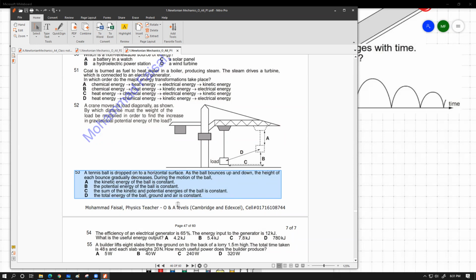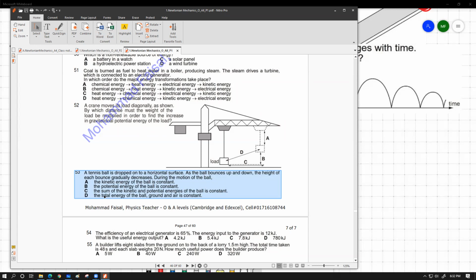The total energy of the ball, ground, and air is constant. Now, this one might seem a bit complicated, but let me explain this. When the ball is going to bounce, you have to consider that there is a system. System means consider a part of the world that we want to observe minutely. Within the system, we have the ball, we have the ground, and we also have the atmosphere. As the ball bounces up and down, it's going to produce heat. That heat will be primarily stored by the ball and also the ground, a small layer of ground where the ball actually does the collision.